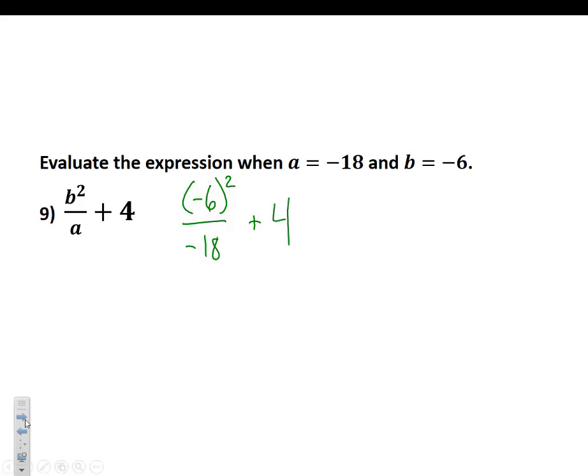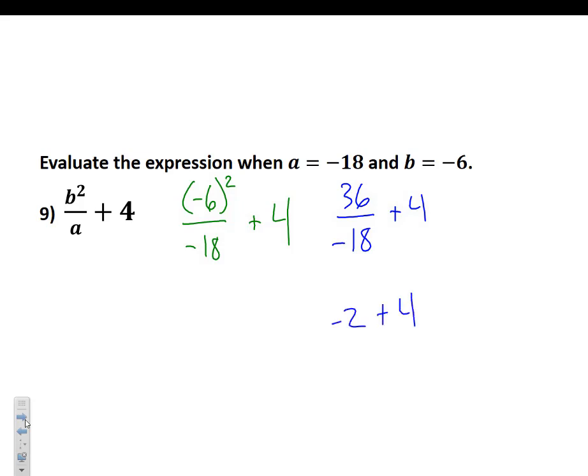Following order of operations, again, we have our fraction bar, which is a grouping symbol, so I have to do the -6 squared. Well, -6 times -6 is going to be positive 36. And I'm dividing that by a -18, and then I'm adding 4. And a positive 36 divided by a -18, dividing different signs, my answer will be negative. So I'm going to get -2 plus 4.